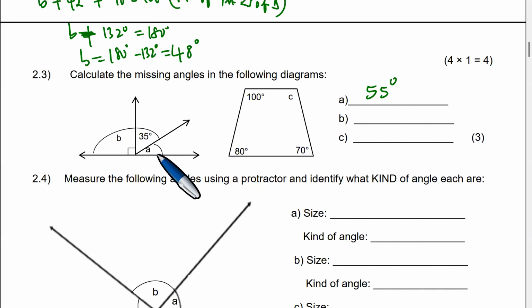Okay, what is B? This one. 90. B is actually a 90-degree angle. Well done. C. What is C?